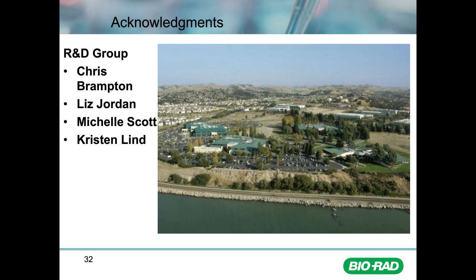Karen would like to know, what platform did you use for t-SNE analysis? We used FlowJo 10.4.2.